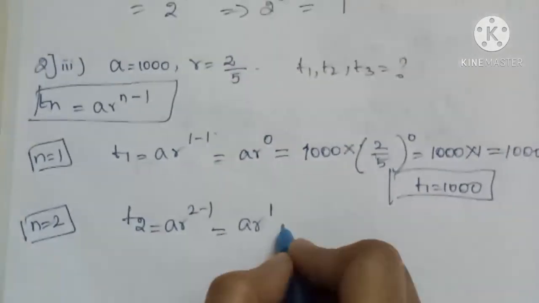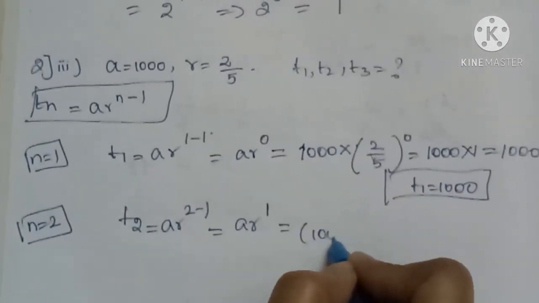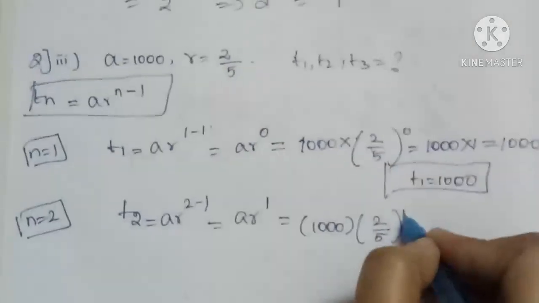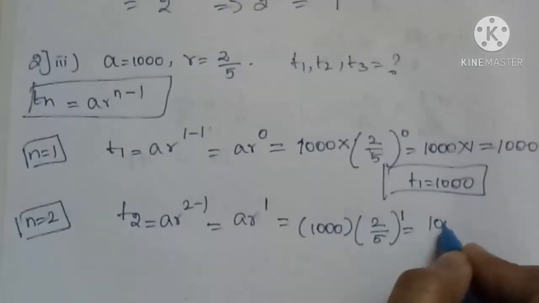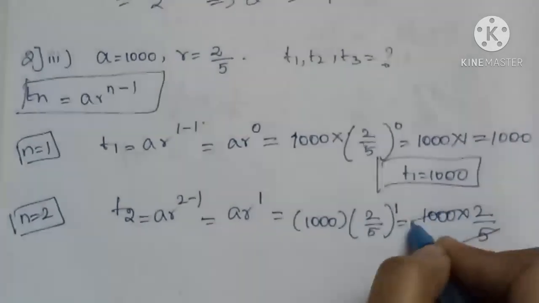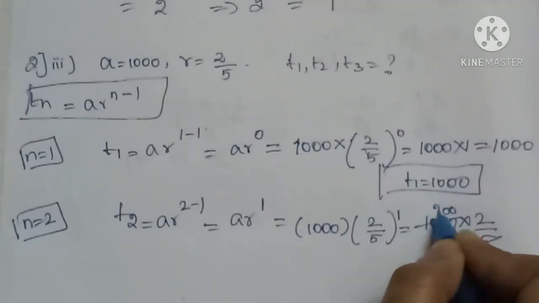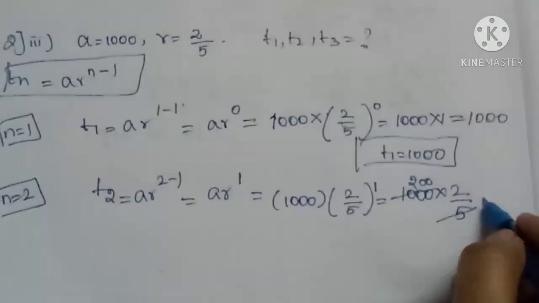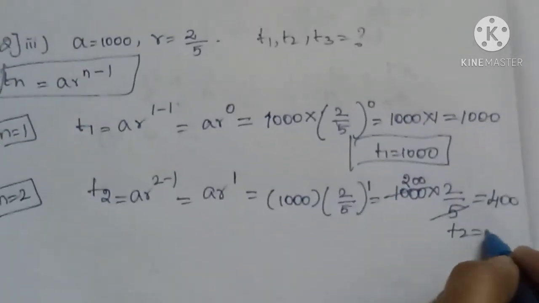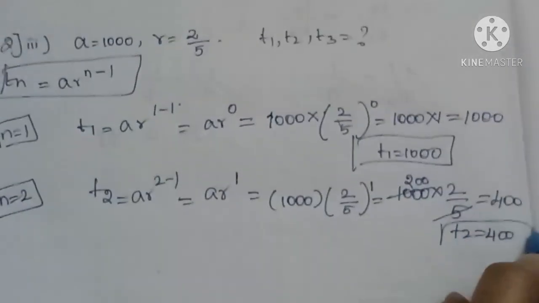AR power 2 minus 1 is 1. The value of A is 1000 and the value of R is 2 by 5 to the power 1. Then 1000 into 2 by 5. When we cancel this, 200, 200 into 2, 400. So T2 is equal to 400.